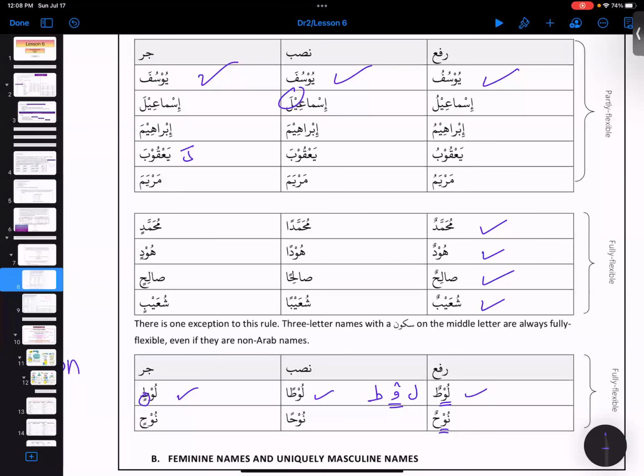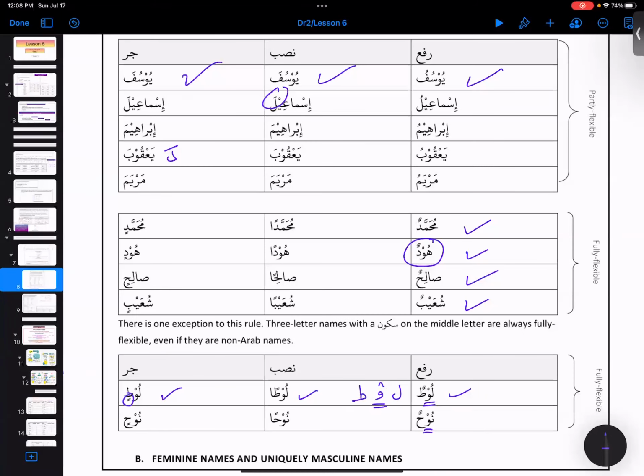Okay. So yeah, but that is fully flexible. Yes, this is fully flexible. But it can go also if it was non-flexible. Sorry, if it was a non-Arab name, still it can go in the category of fully flexible. Why? Because it has three root letters and the middle root letter has a sukoon.